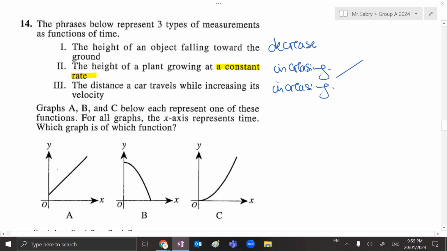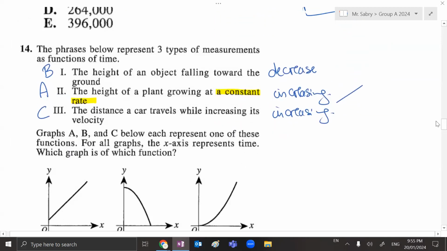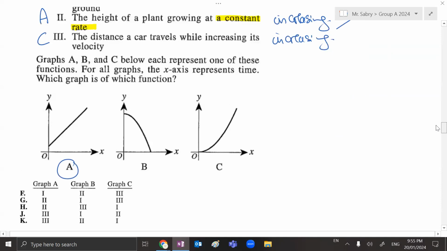Which means that the second choice goes for, I think, A. So I'll put here A next to number 2. The distance a car travels while increasing its velocity, as we said, is still increasing. So from left to right, it should be going up, which tells me that C has to be the other one, and then 1 is definitely B, which is the only one that's decreasing. It started at a specific height and then it's going down. Let's read the choices. What do they want in the question? They need me to put them correctly, as we did up there. So A is number 2, B is number 1, and C is number 3. Look for that order, 2, 1, 3. So 2, 1, 3 is G.